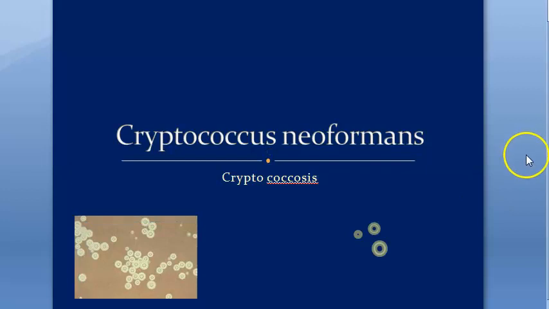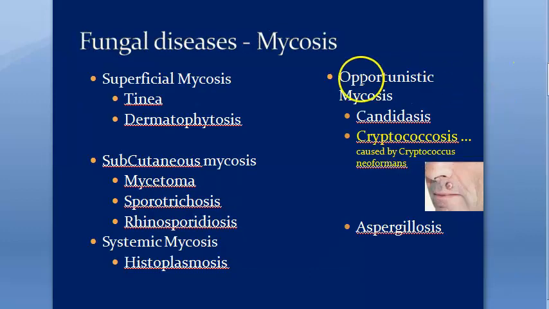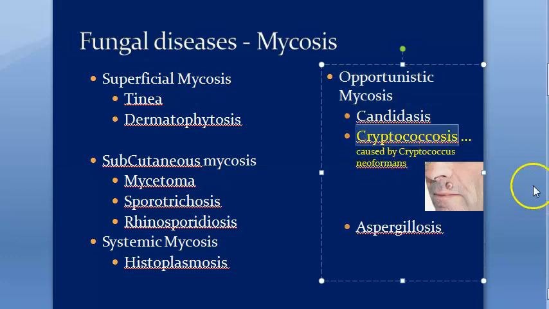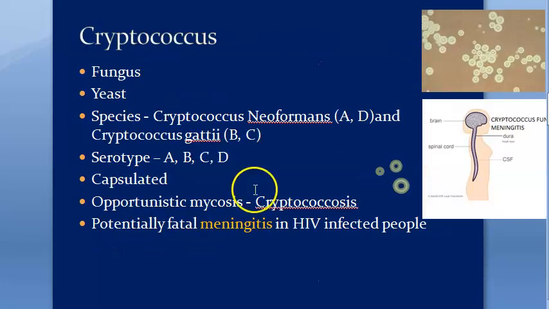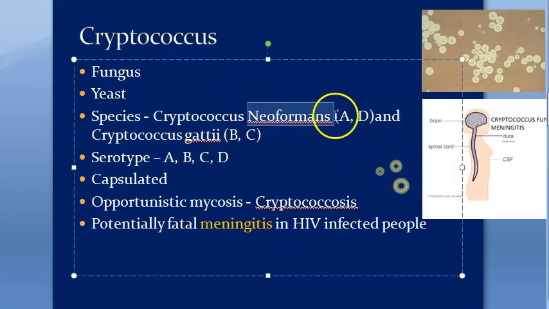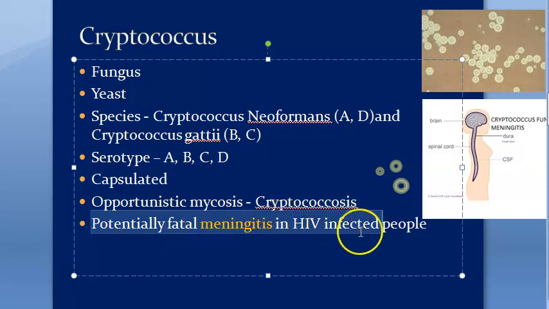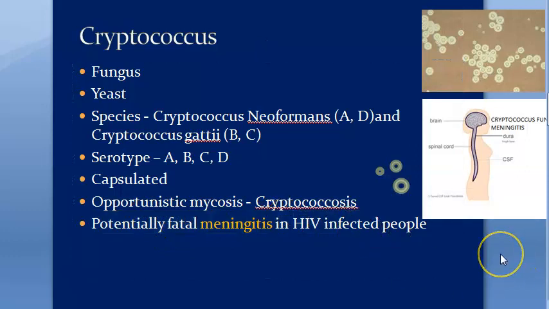It causes cryptococcosis, right? Then we saw that it is a fungus, it's a yeast. So that's why we are reading it under mycology. It is pathogenic. So yeast means it will look like this. Very clear budding and all that. So it causes opportunistic mycosis, that is called Cryptococcosis. Cryptococcus, the species, there are two, neoformans and gattii. Neoformans will be A and D serotype, gattii will be B, C serotypes. They are capsulated, which helps them to escape phagocytosis. They cause opportunistic mycosis, that is cryptococcosis. They can cause potentially fatal meningitis in HIV infected people.